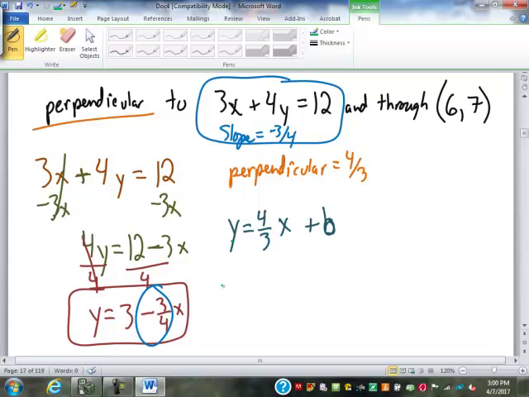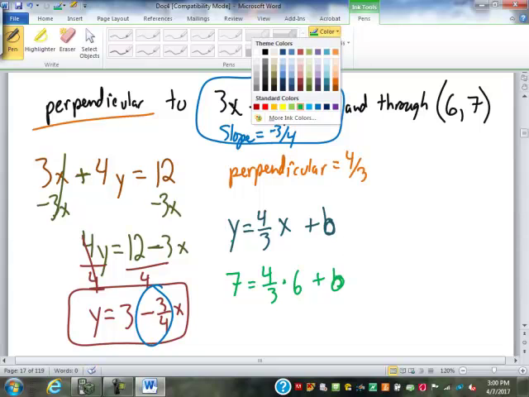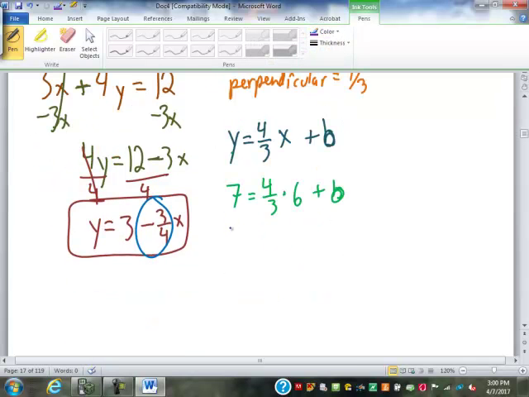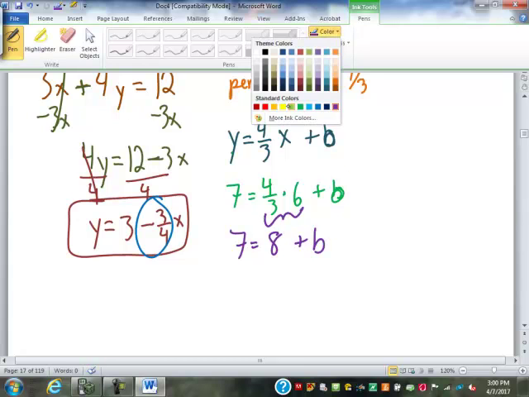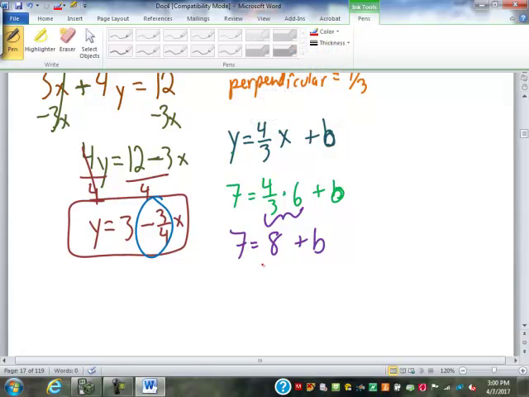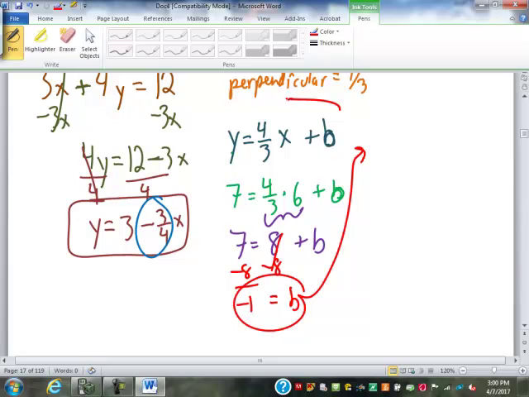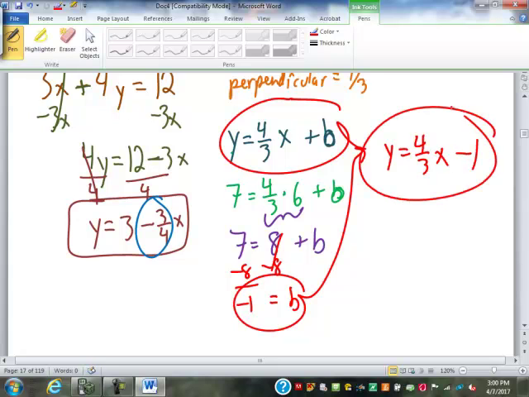What's going to go in for y? 7. 4/3 times 6 plus b. 4/3 times 6 is 8. Perfect. And then subtract 8. So negative 1 equals b. So we combine that with our original equation here. Y equals 4/3 x minus 1.